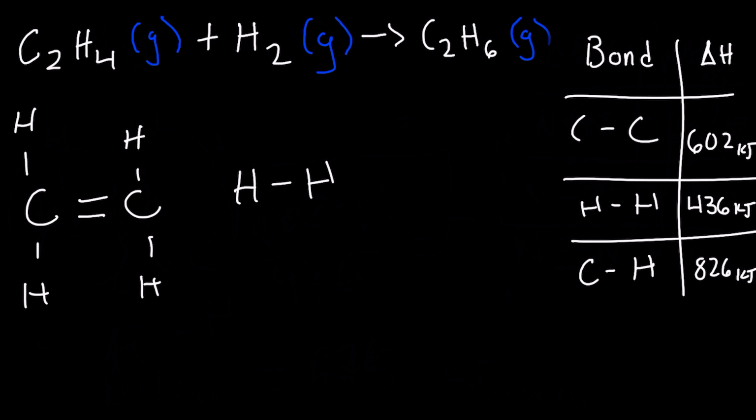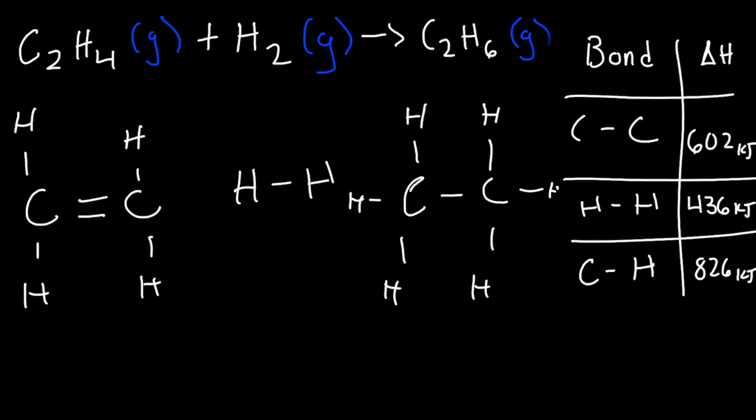Let me show you what is actually going to happen here. This is basically what the structure for C2H6 is going to look like. It's going to be a saturated hydrocarbon because there are no double bonds and the H's have bonded. So the double bond between the carbons is going to be broken so that the electrons are free to be on the outside of the carbons. We're going to be breaking that double bond and we're going to be breaking this bond between the hydrogens.